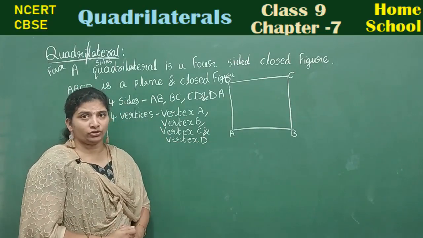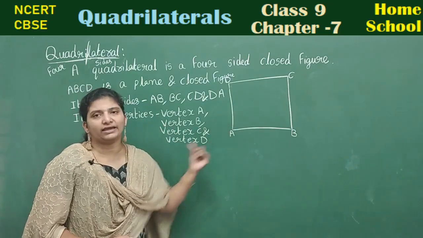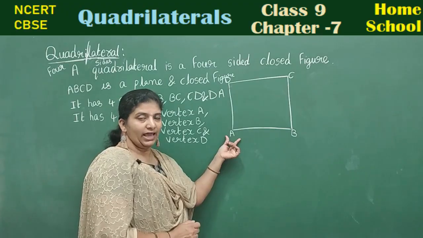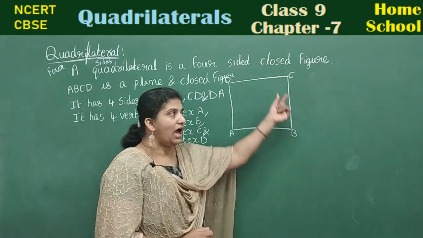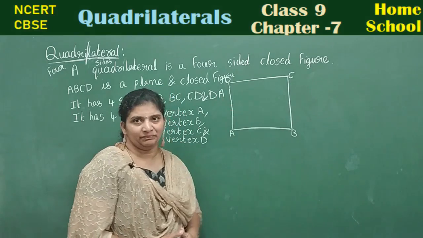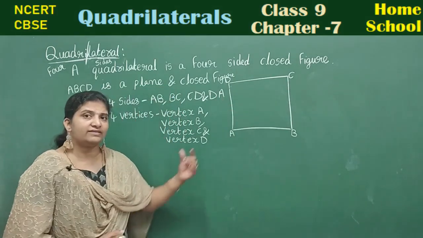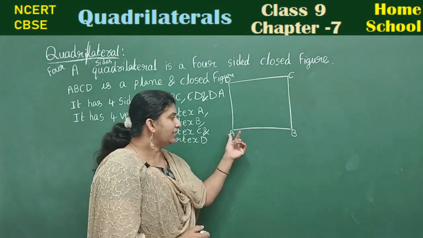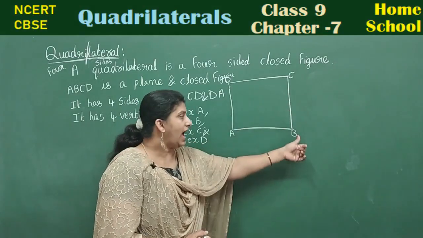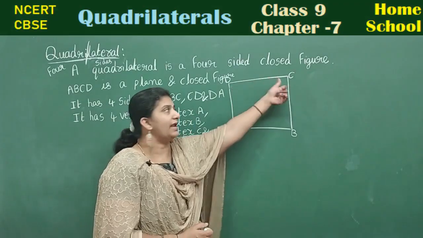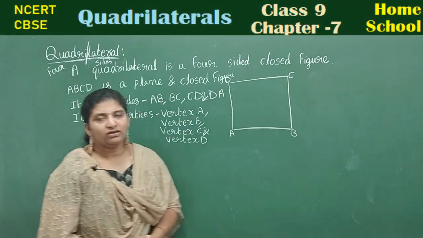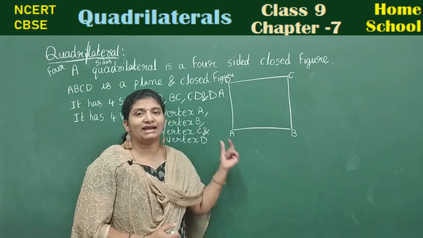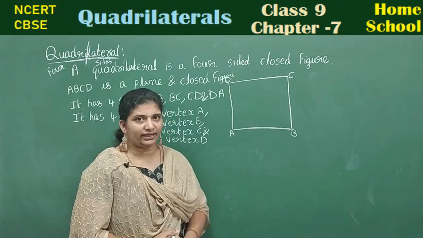Then what are we going to talk about? We are going to talk about angles. How many angles does it have? Angle A, angle B, angle C, angle D. Or in other words, we can say this as angle DAB, angle ABC, angle BCD and angle CDA. When I talk about a particular angle, make sure that the letter should be in the middle of the angle.